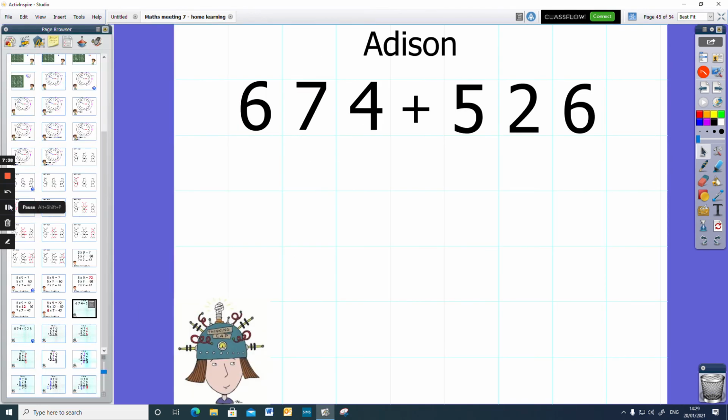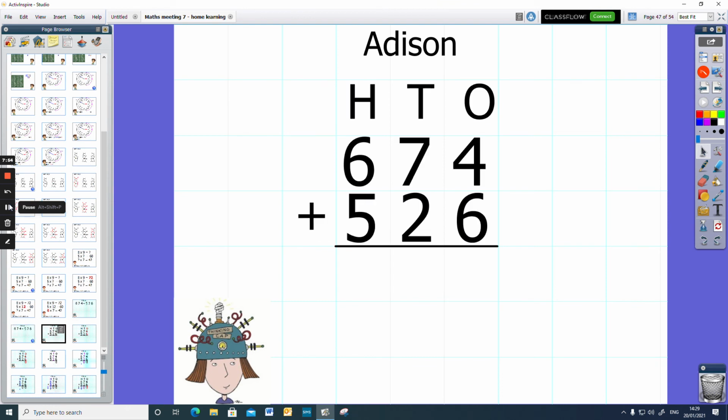Okay, Addison wants us to add up these 2 numbers, 674 plus 526. Use an efficient method to tackle this question now. Okay, what method did you use? I think that column addition is perfectly fine for this calculation. Let's start in our ones column, shall we? 4 plus 6 equals 10, which means we have 0 ones, but we have 1 new 10, which we put in the tens column.